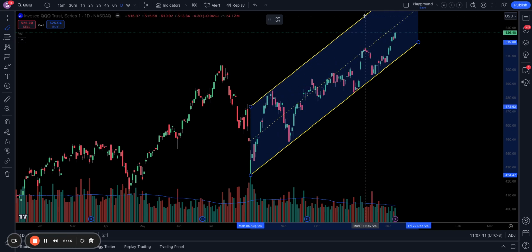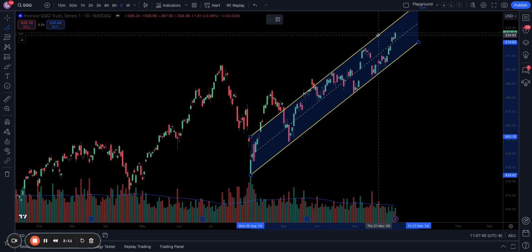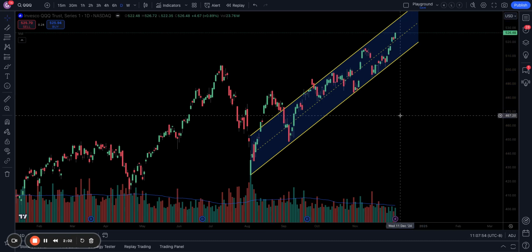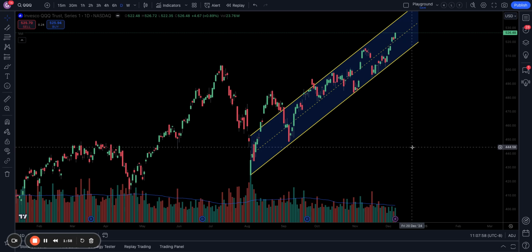So some people might put it here. Some people might put it here. Some people might put it here. Just because I have two sets of highs lining up with this, I'll put it here. Click there. So what does that do? That gives me an indication or a visual representation of where the trend is.